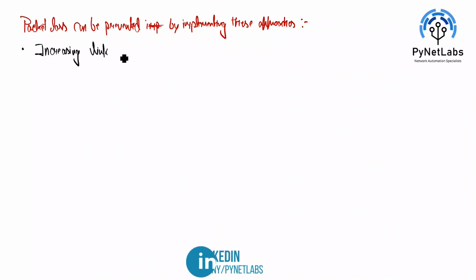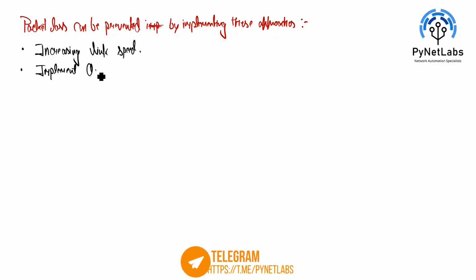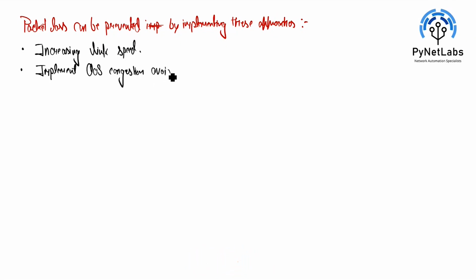So increasing link speed, we can say, is one of the factors. Another one we have is to implement QoS congestion avoidance, implement quality of service congestion avoidance. Once you have avoided congestion on the QoS, there are also some QoS management mechanisms which can be implemented here. One more approach, we can say, is to implement traffic policing. This can also ensure that there will be no packet loss.